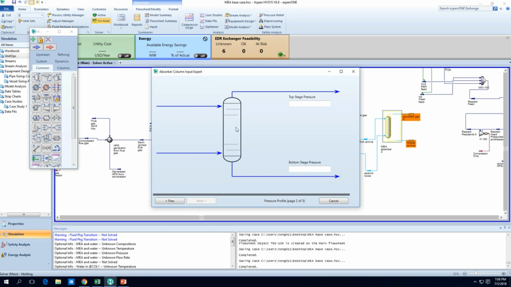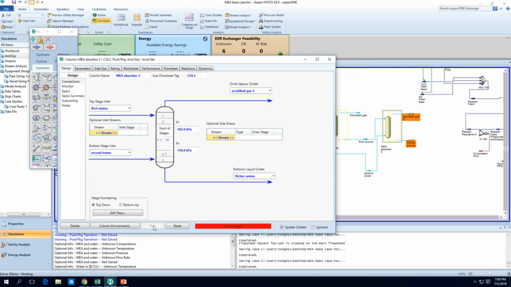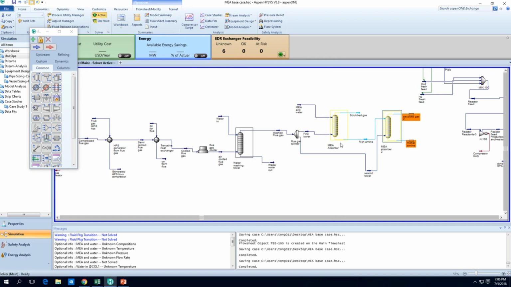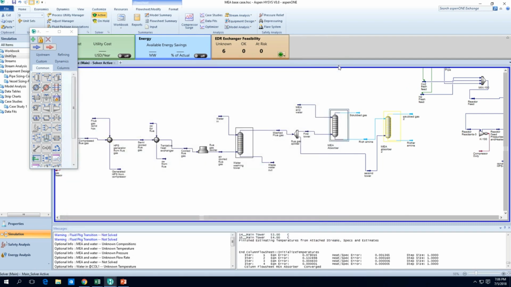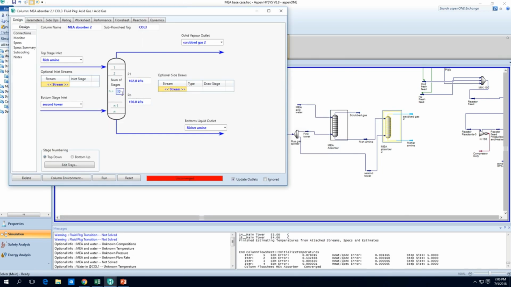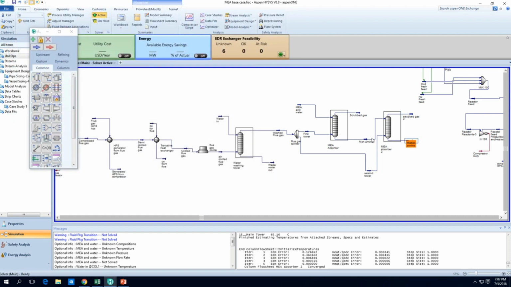Okay, let's go next. Top stage pressure 102 again, and the bottom stage will be about 150. And we go next. I'm not going to give you temperature estimates, so let's try and run this column. Active first, reset, run. The other one has to do the same thing, so let's give it 15 stages again, and run. So these two columns have converged.